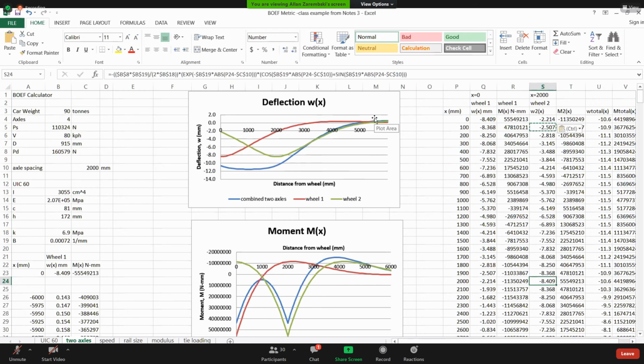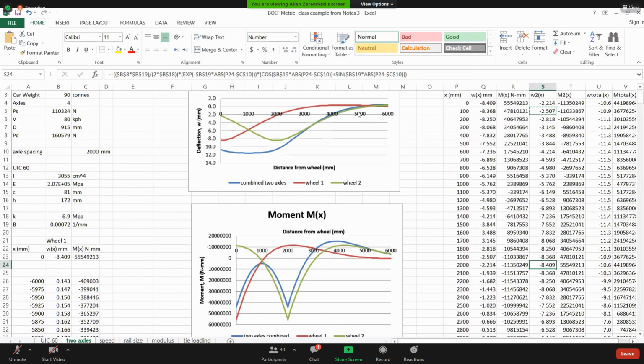So the place where I cross the x-axis has changed, has moved over 2,000 millimeters. The place where I have my maximum uplift has changed. It's moved over 2,000 millimeters. But basically, the red curve and the green curve are the same curves, just shifted 2,000 millimeters. And you can see that over here. Just look at my values. Now, once I shift over 2,000 millimeters, my values are all the same.